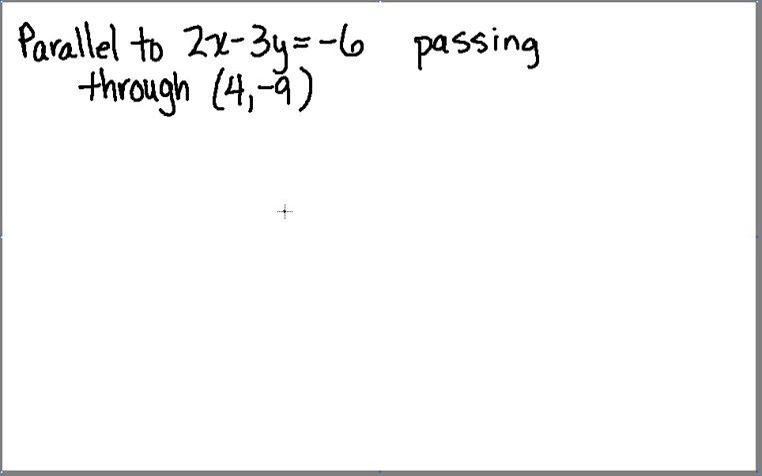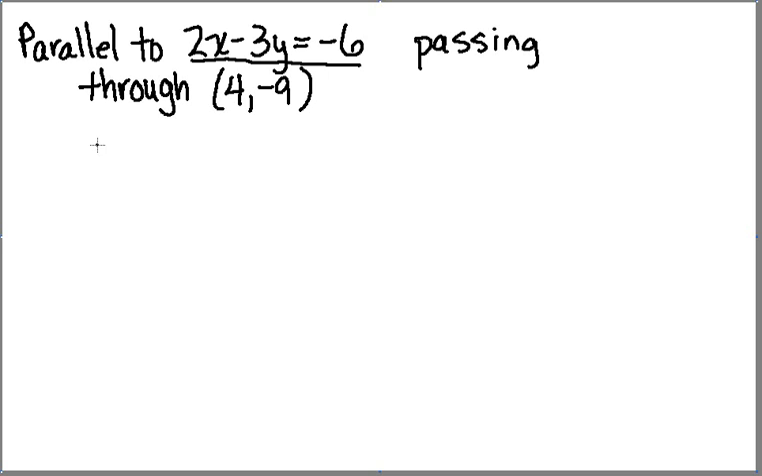Hi, this video will demonstrate how to construct the equation of a line that is parallel to another line and passes through a given point. So my problem is I want a line parallel to 2x minus 3y equals negative 6, passing through the point (4, negative 9). The first thing I'm going to do is get my equation in slope-intercept form so I can read off the slope.